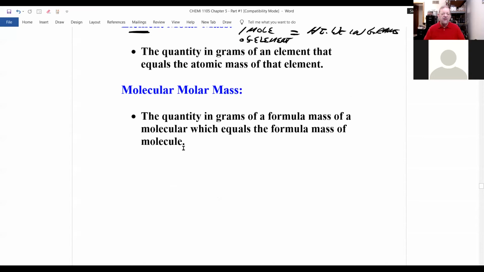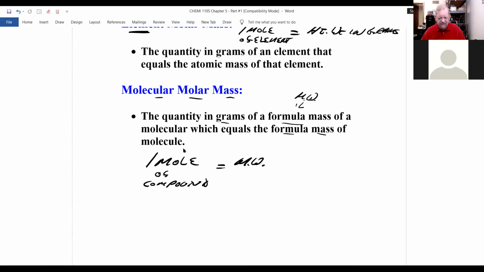Now, what does the molecular molar mass mean? That's the quantity in grams of the formula mass, which is also known as the molecular weight, of a molecule equals the formula mass. And what that really means is 1 mole of a compound equals the molecular weight. I promised I wouldn't write.